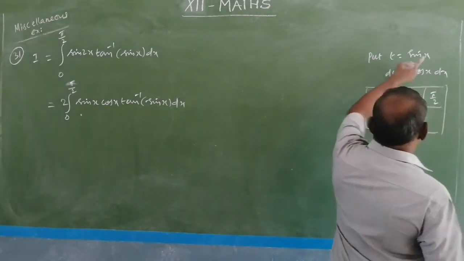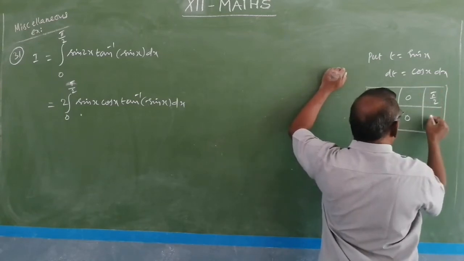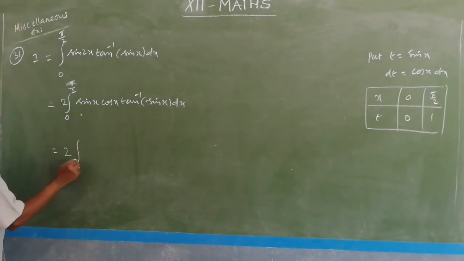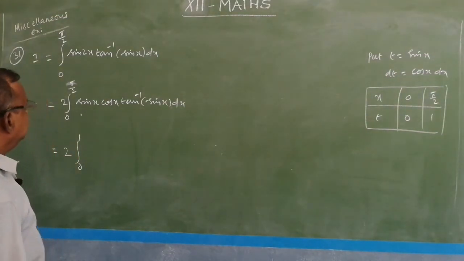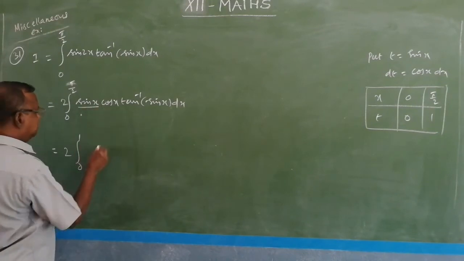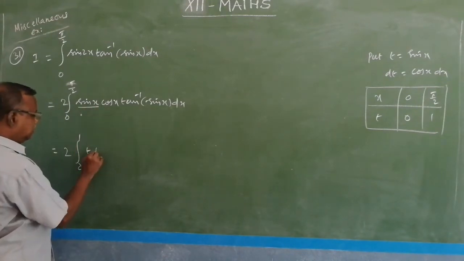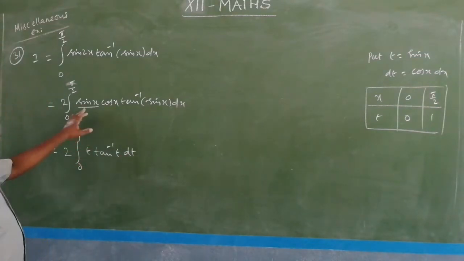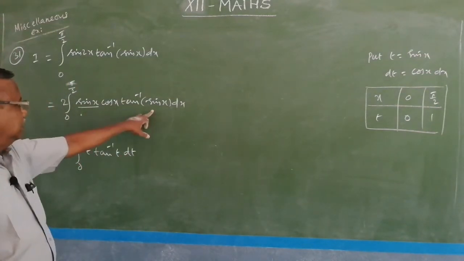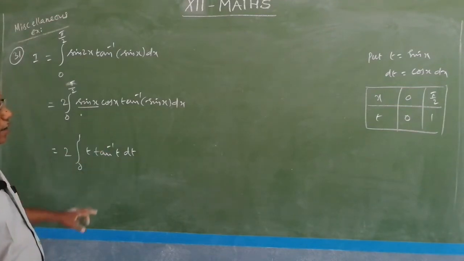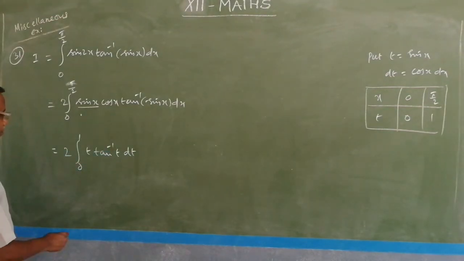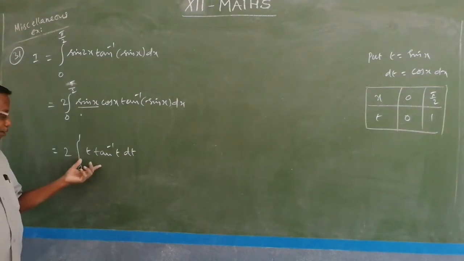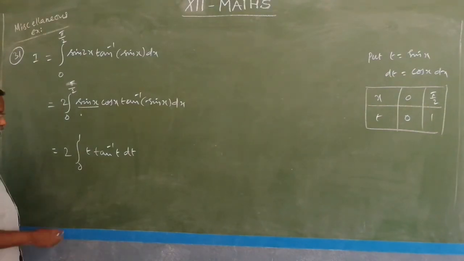So when x equals 0, sin 0 is 0, and when x equals pi by 2, sin pi by 2 equals 1. So the new limit is 0 to 1. So sin x becomes t, and we have the integral of tan inverse of t into dt, since cos x dx equals dt. This is a product of two terms, so we have to integrate using integration by parts.